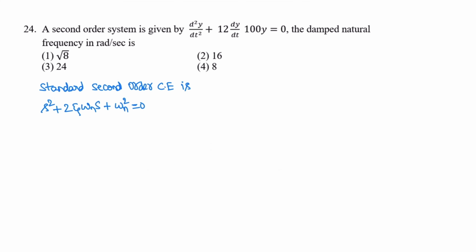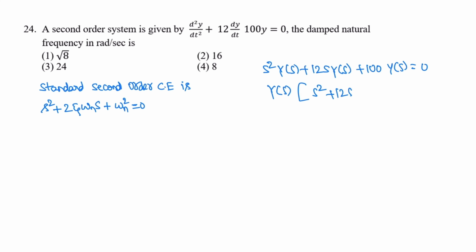Next question. The second order system is given by d square y by dt square plus 12 dy by dt plus 100 y is equal to 0, the damped natural response. So convert this second order differential equation into Laplace transform. So s square Y of s plus 12s Y of s plus 100 Y of s is equal to 0. So Y of s times s square plus 12s plus 100. So this is the characteristic equation.